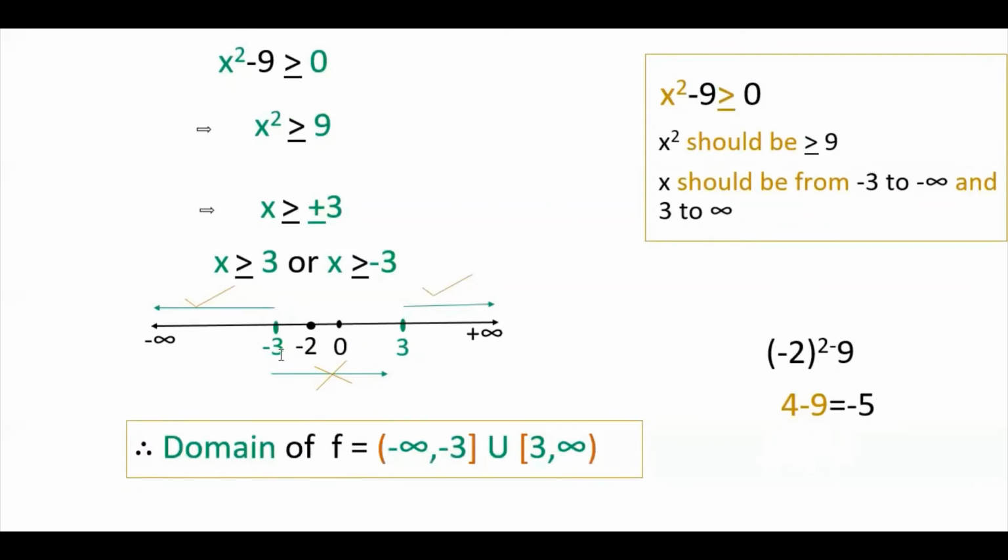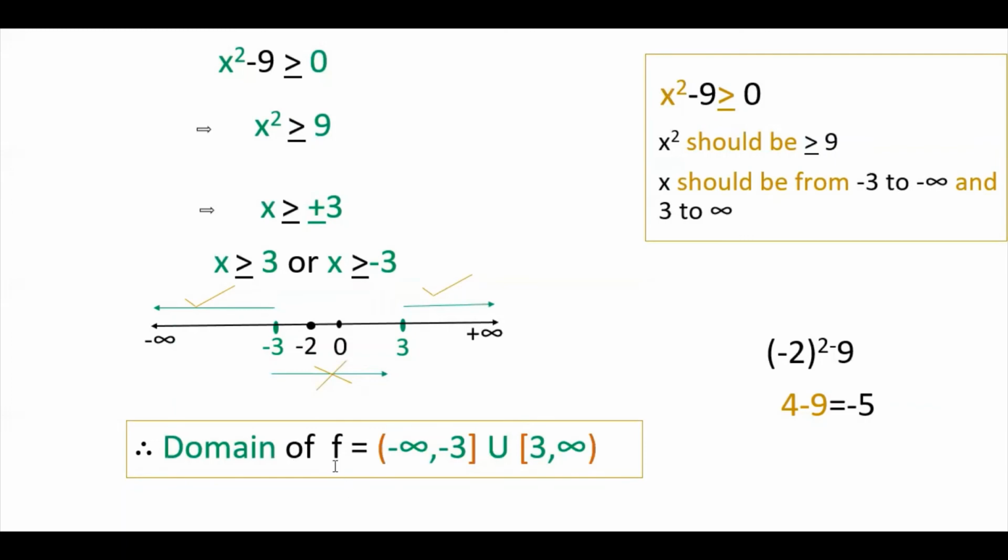So greater than minus 3 and less than 3, the values are not satisfying this function. If you check less than minus 3, for example, if you take minus 4, minus 4 whole square minus 9, that is 16 minus 9, so positive. If you take any number in this direction, minus 5, minus 5 whole square minus 9, that is also positive. So x less than minus 3, those values are satisfying this function.